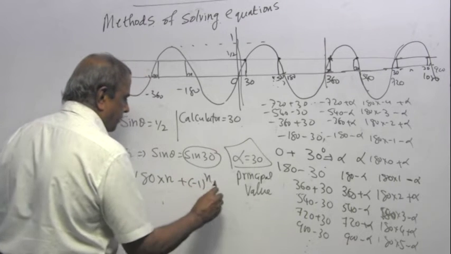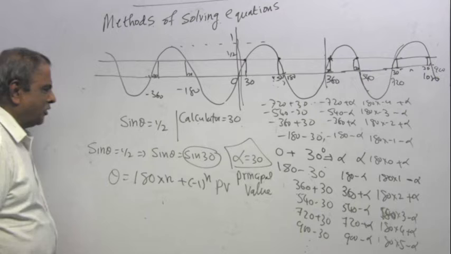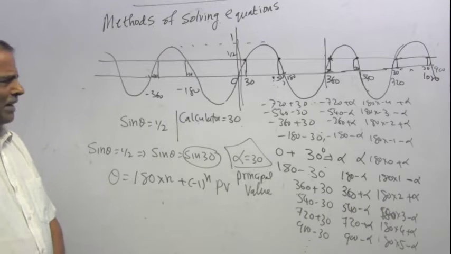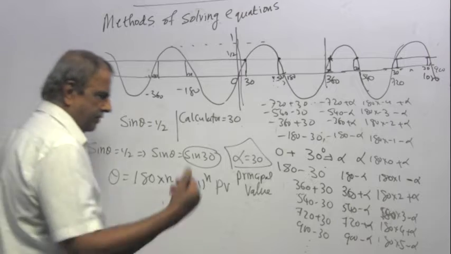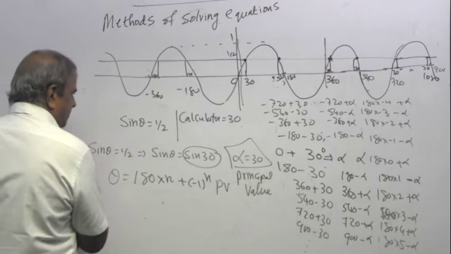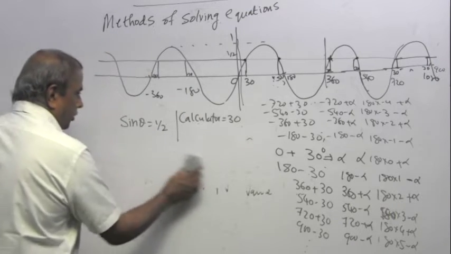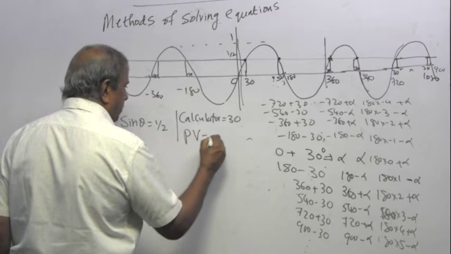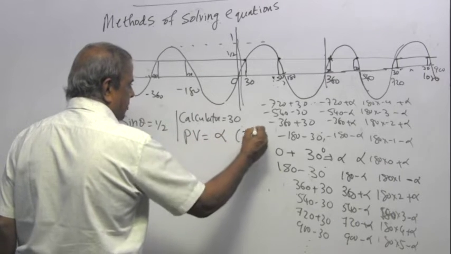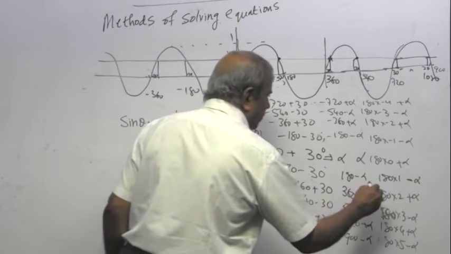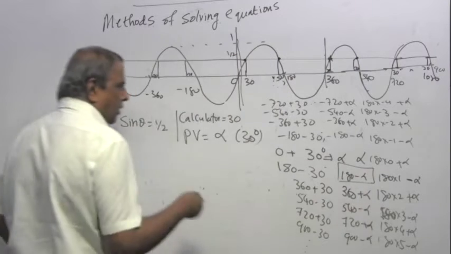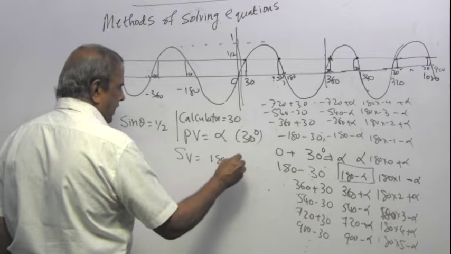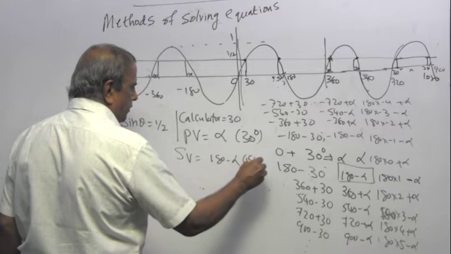we call it PV. Now some students say, sir, minus 1 power n, I can't remember. It's a bit difficult. No problem. There is an easier way. I'm going to do the same thing. So, only for sine this works. The principal value is alpha, which is 30 degrees. The next value is 180 minus alpha, 150. We call it the secondary value, 180 minus alpha, which is 150.